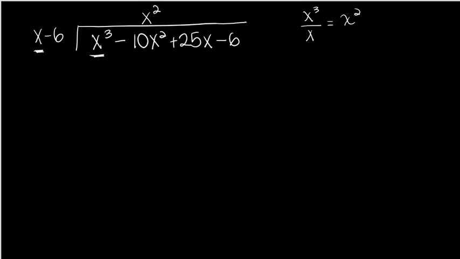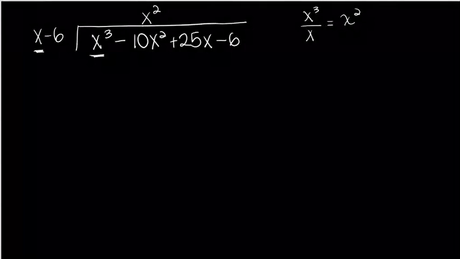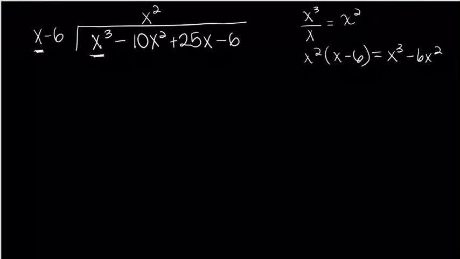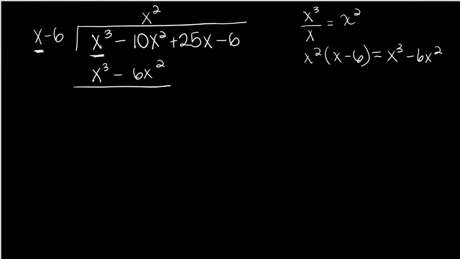Just like in long division, you're going to take this x squared and multiply it by x minus 6. This gives me x to the third minus 6x squared, and that's what's going to go under. So I have x to the third minus 6x squared, and we're going to subtract. Subtracting means I'm going to really just change the signs. These two will cancel out, and this gives me negative 4x squared. So I'm going to bring down my next term.